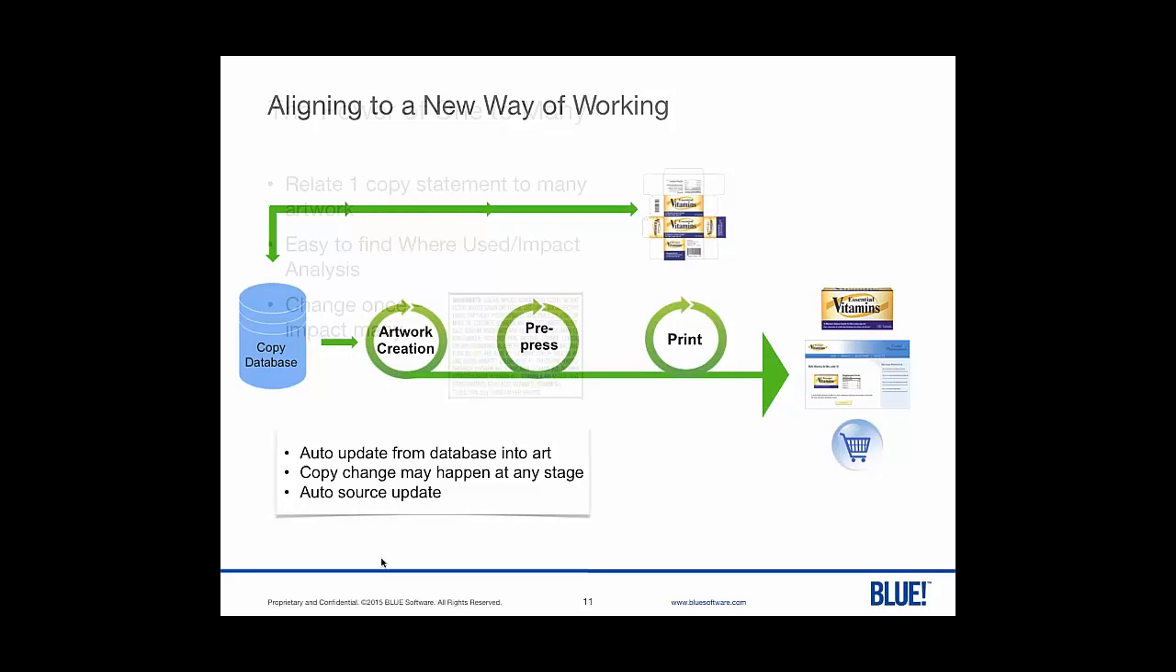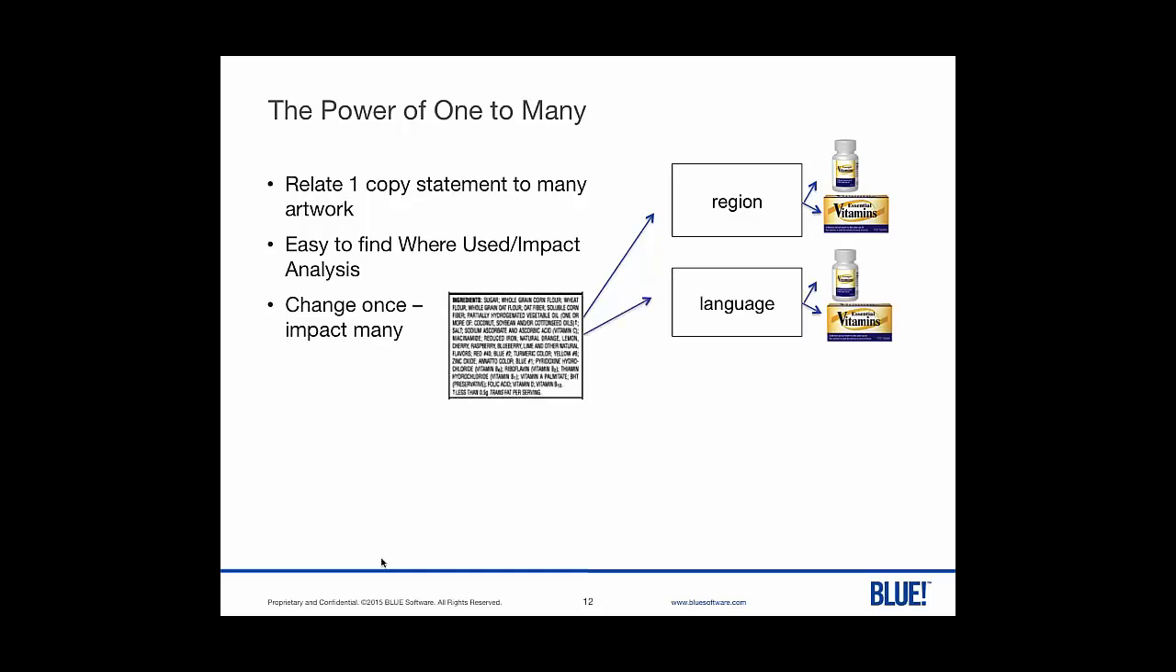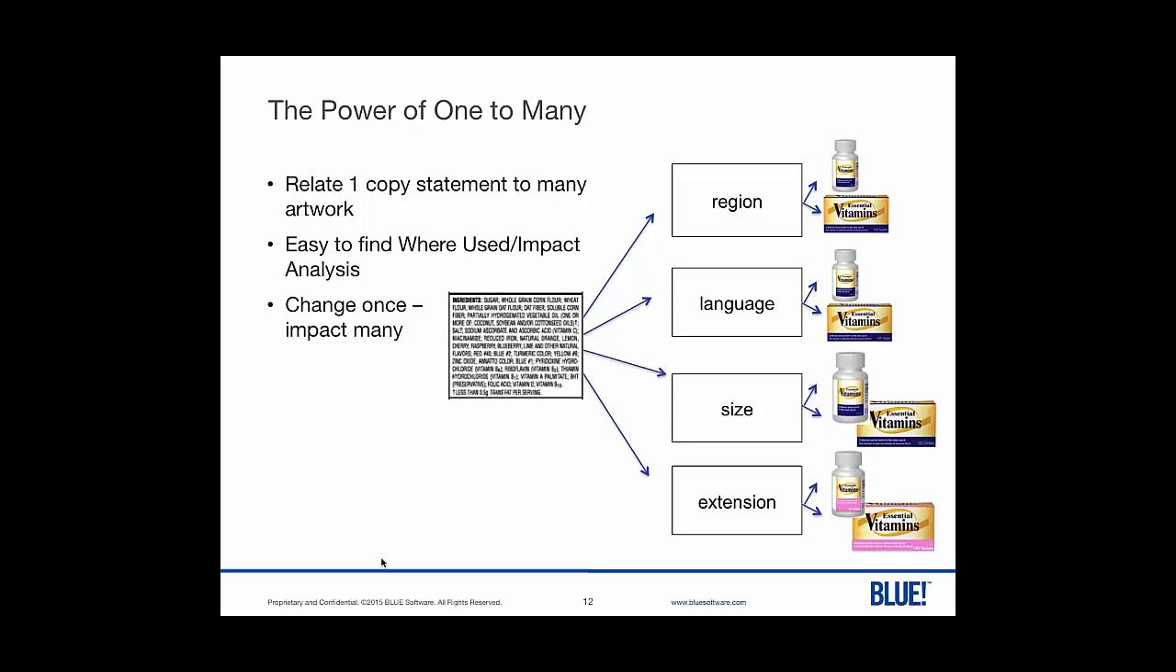So another key piece of this equation is, I'll call it, the power of one to many. And if you see in the middle of the page here, we have this ingredient panel. And this ingredient panel, or it could be a claim statement or a product description or storage instructions, whatever the case is, this statement could be used in multiple regions. You could have it translated in multiple languages across different sizes of your products and across different lines. But it could be the same statement being used on all of these artworks.